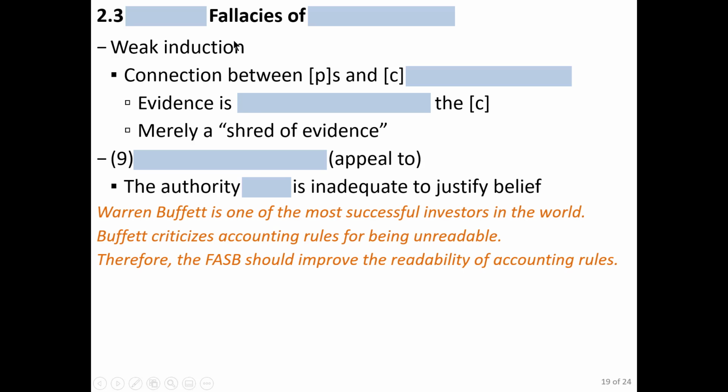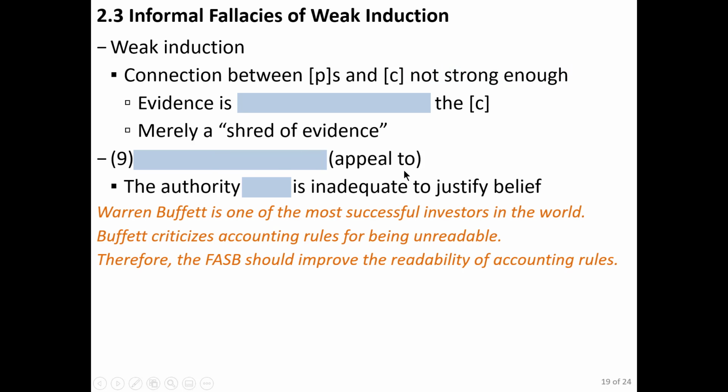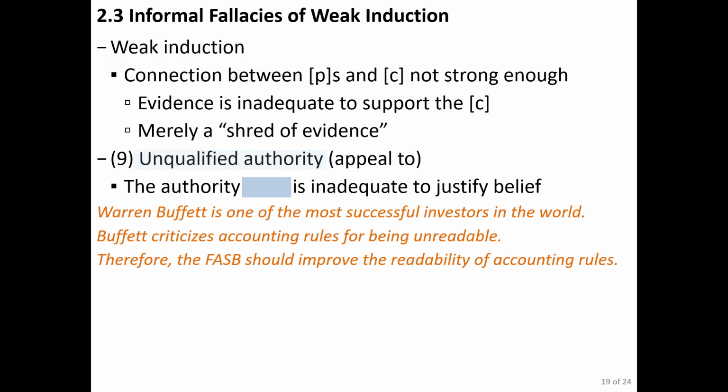Let's look at 2.3, fallacies of weak induction. So this is still informal fallacies, but we're kind of moving more into the induction side of things. So weak induction: the connection between the premises and conclusion is not strong enough. The evidence is inadequate or considered inadequate to support the conclusion. Maybe it's just a shred of evidence, but it's not a preponderance by any means. There's still significant doubt in weak induction.